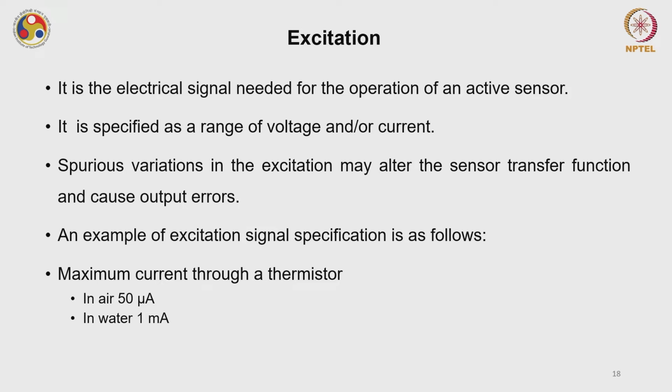Spurious variation in the excitation may alter the sensor's transfer function, and it may cause error in the output. An example of an excitation signal is given here. You have a maximum current through a thermistor in air as 50 microamp, in water you have 1 milliamp. So you have to design the excitation circuit in such a way that it fulfills both conditions. Similarly, your sensor may have different requirements.